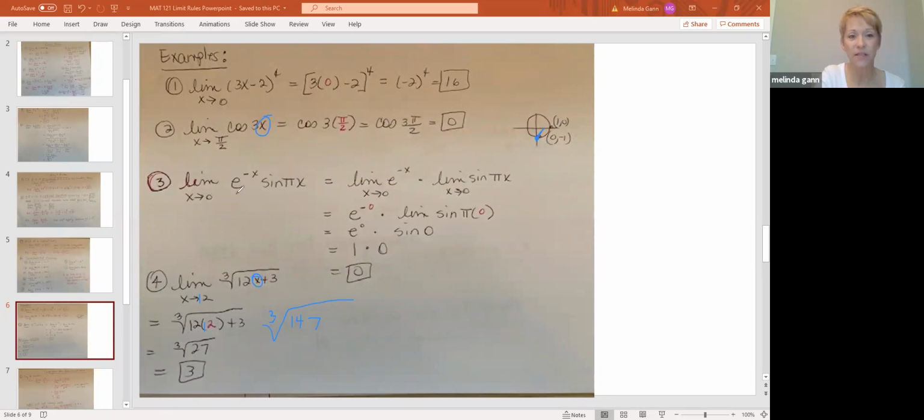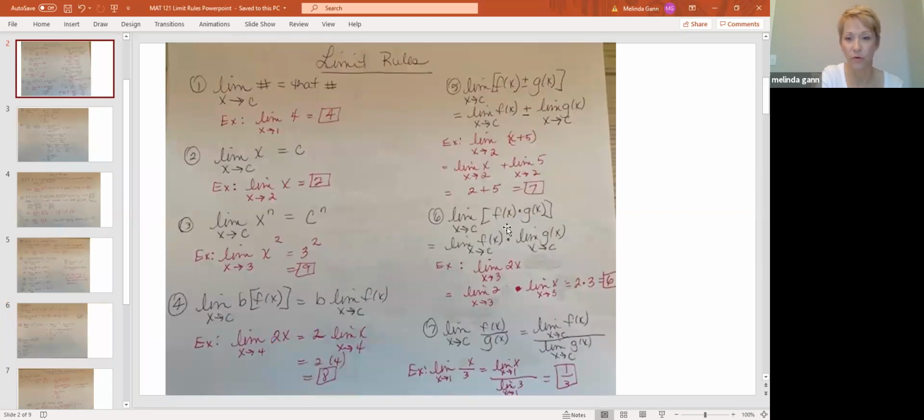Now, this one doesn't really fit any of those. So I'm going to have to go back and use one of my rules. If I go back and look, this one doesn't really fit any of the rules that I've talked about. But remember, that means times. So I went back up here and I'm going to use this rule number 6.